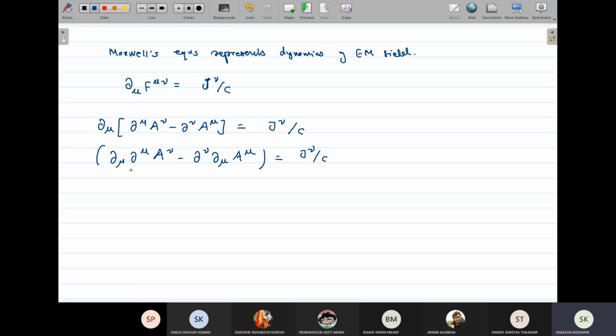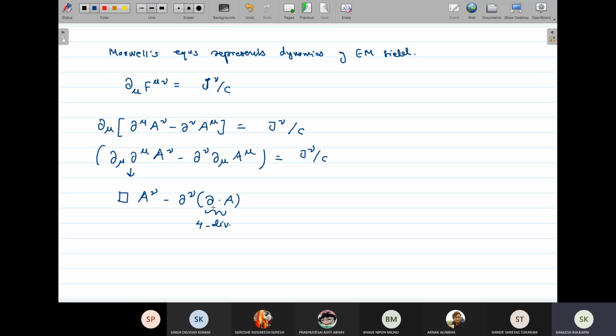Okay, so I already told you that this object is called the D'Alembertian, box, and a_nu minus del_nu, and this will be your four-divergence, which I will write like this. Okay, this is your four-divergence.